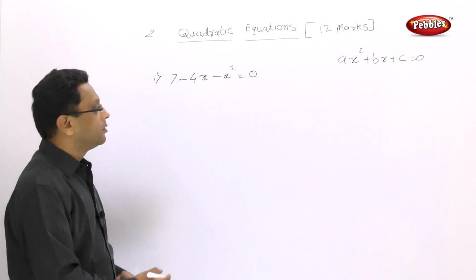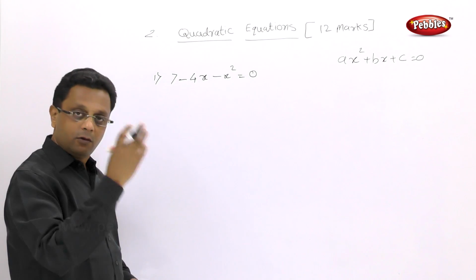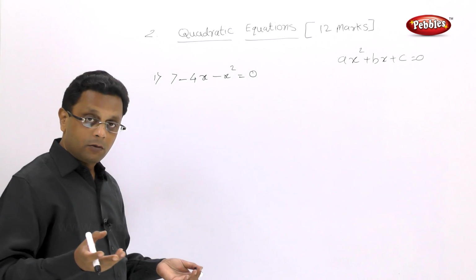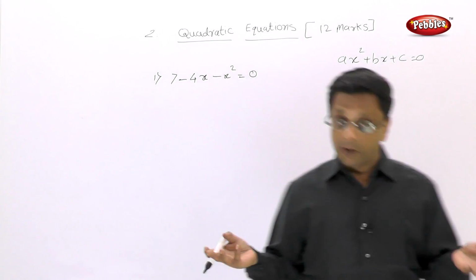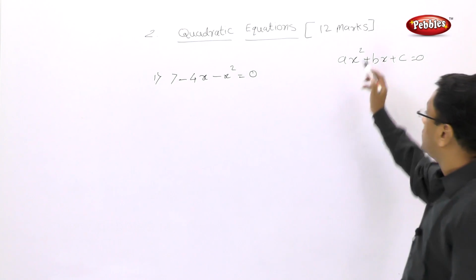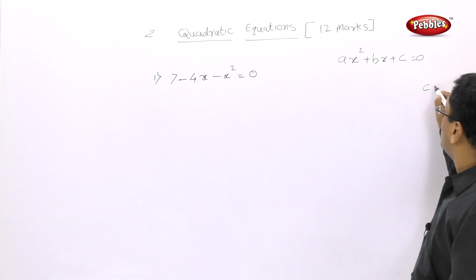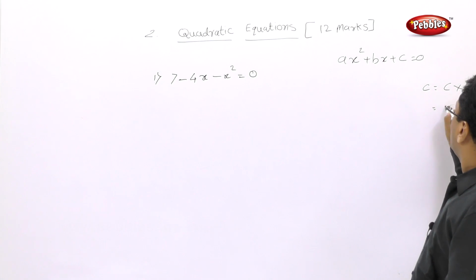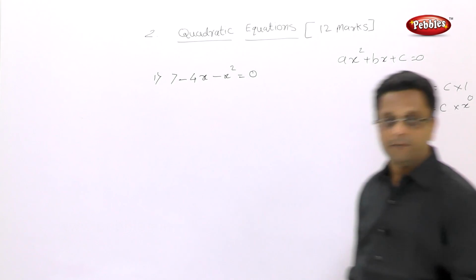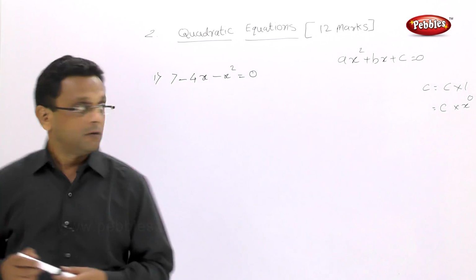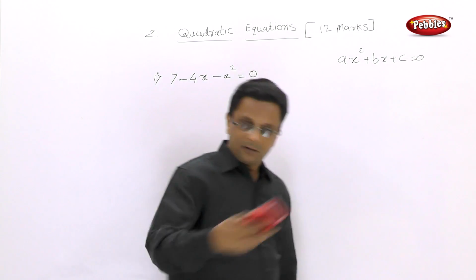How will you rearrange it? Order 2 first, then order 1, and then order 0. Order 0? Where is order 0, you may ask. This is order 2, order 1, order 0. Why? Because c is equal to c into 1, that is c into x raised to 0. Anything raised to 0 is 1. So I called it order 0. Just additional information.